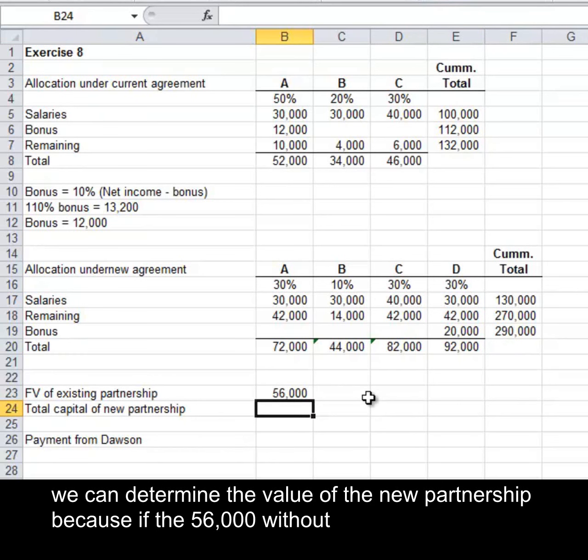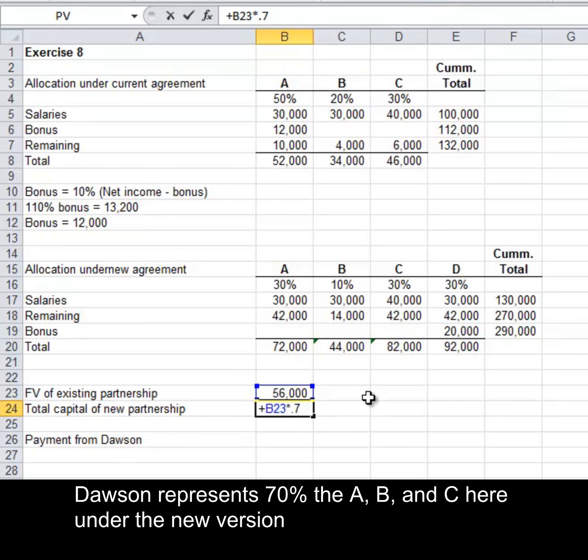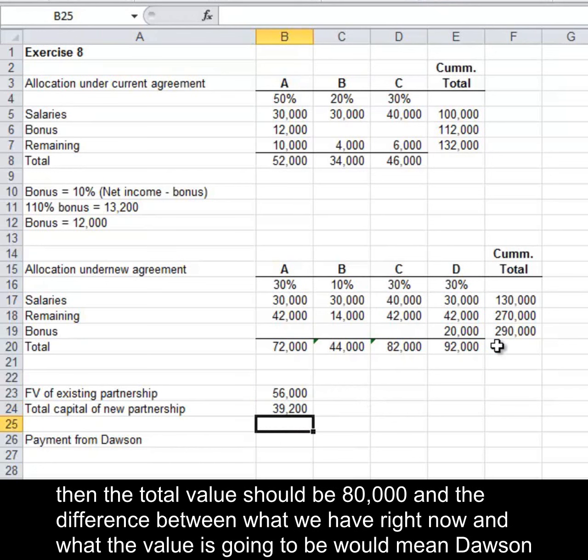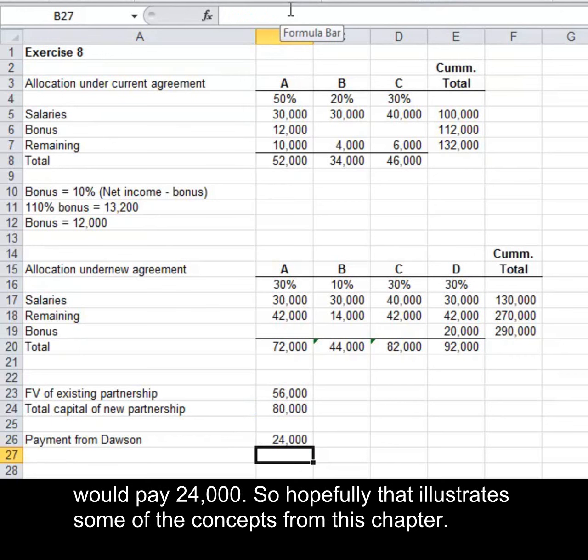We can determine the value of the new partnership, because if the 56,000 without Dawson represents 70%, the A, B, and C here under the new version, then the total value should be 80,000. And the difference between what we have right now and what the value is going to be would mean that Dawson would pay 24,000. So hopefully that illustrates some of the concepts from this chapter.